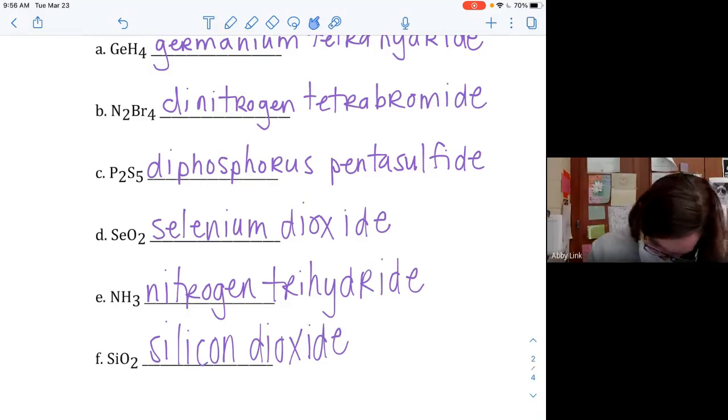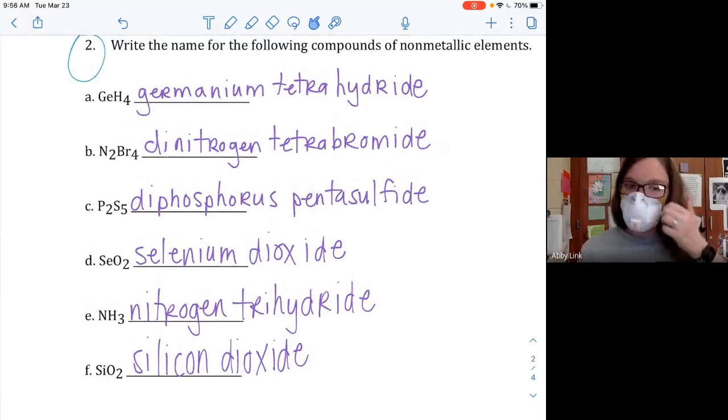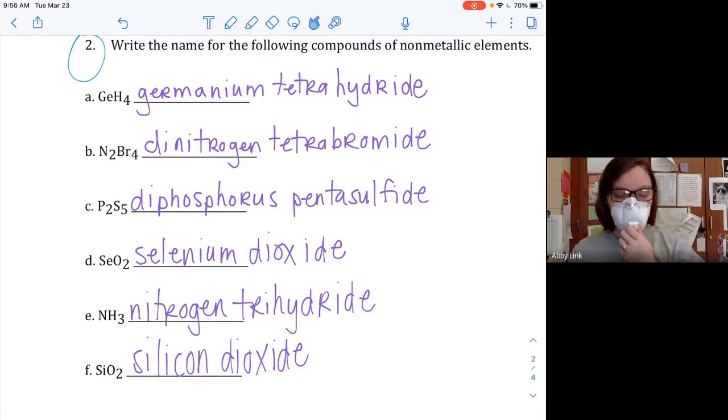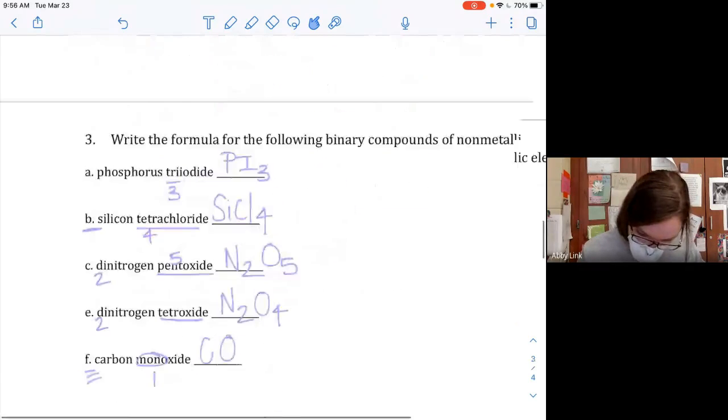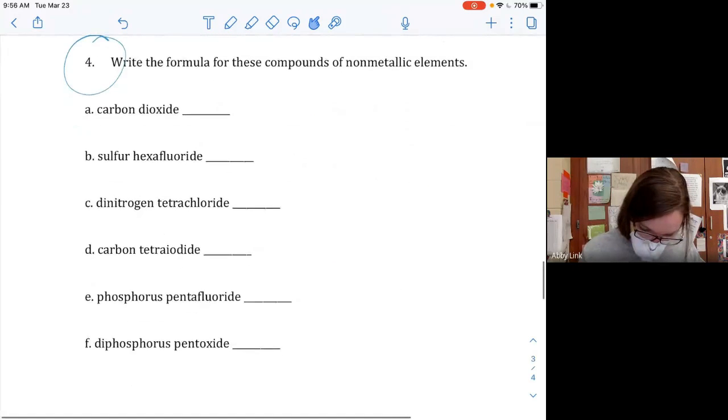What I got for letter F. Any questions or concerns on those? All right, let's take a look at number 4. We have to write the formulas here.